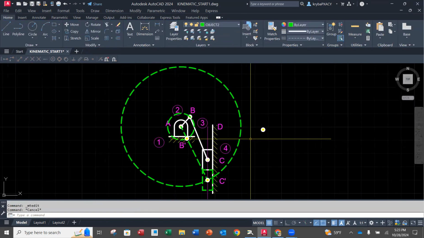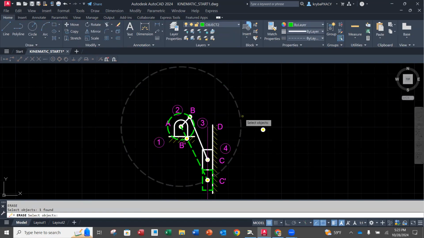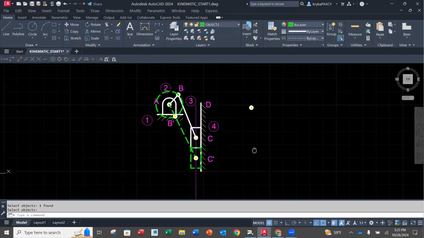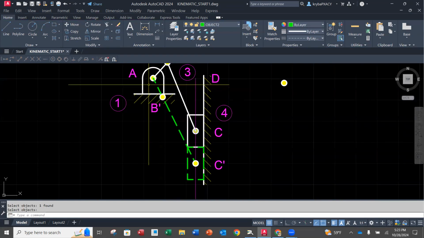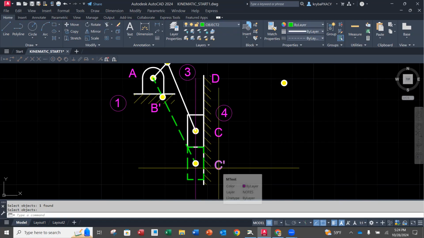I'm going to erase this radius on the outside, and I'm also going to do that same thing for this one. So what you see here is link number 2, its endpoint is B. So this is its new position, B prime, and then extended in line with link number 3, its new position now is C prime.